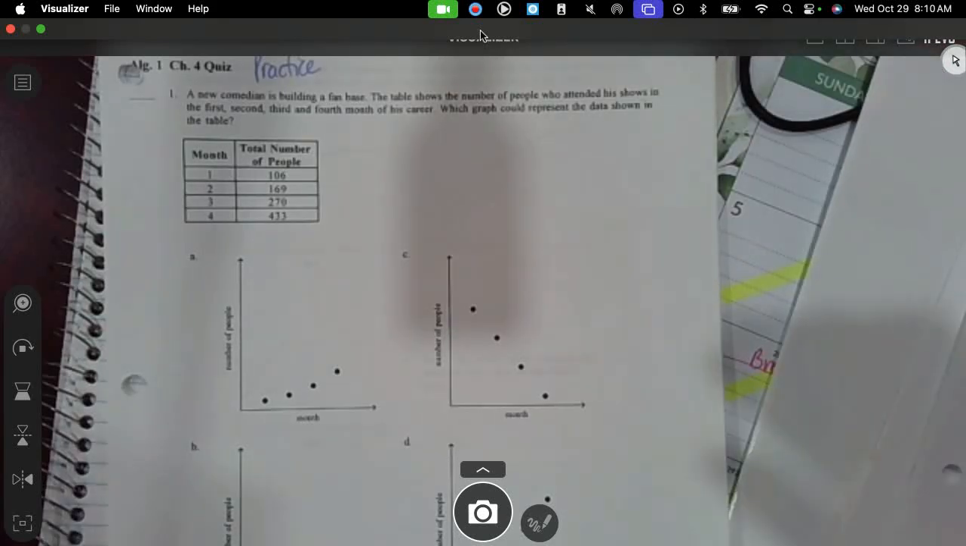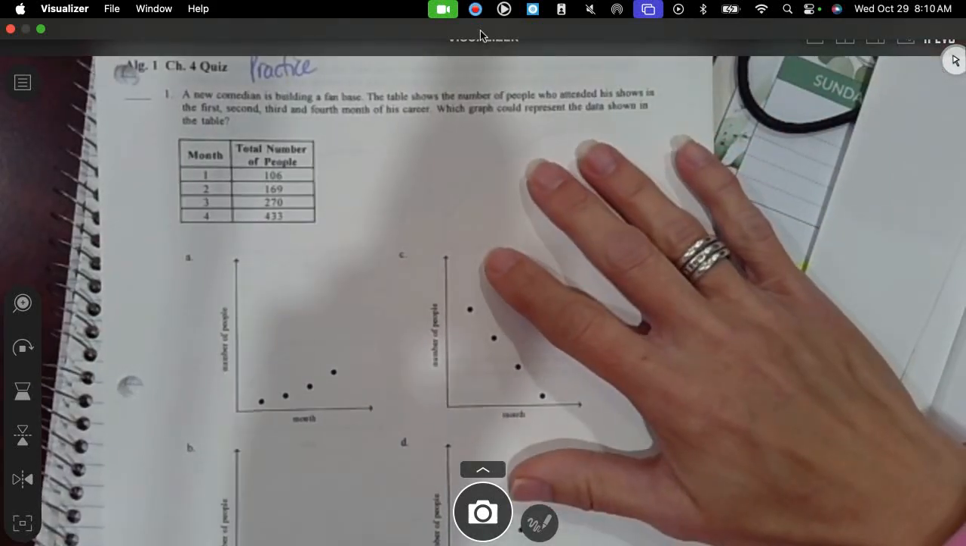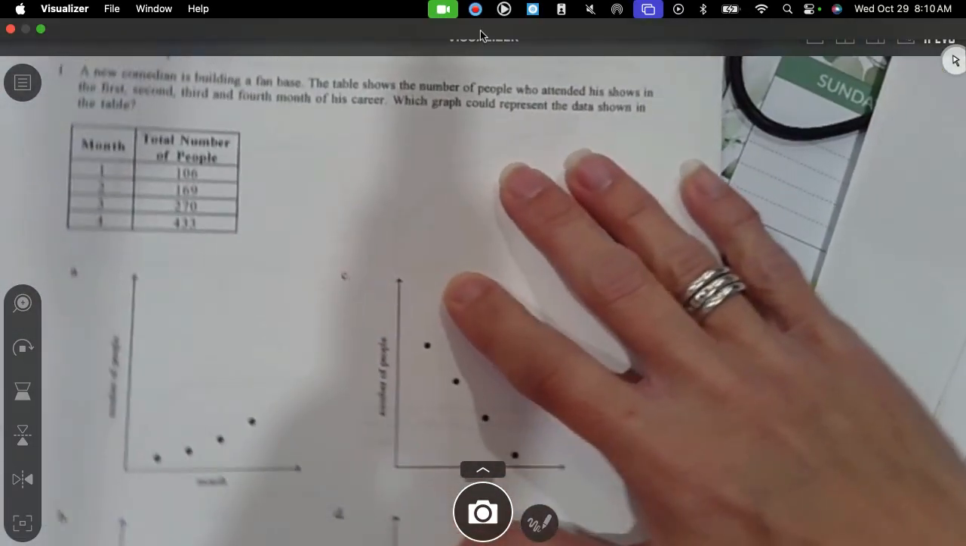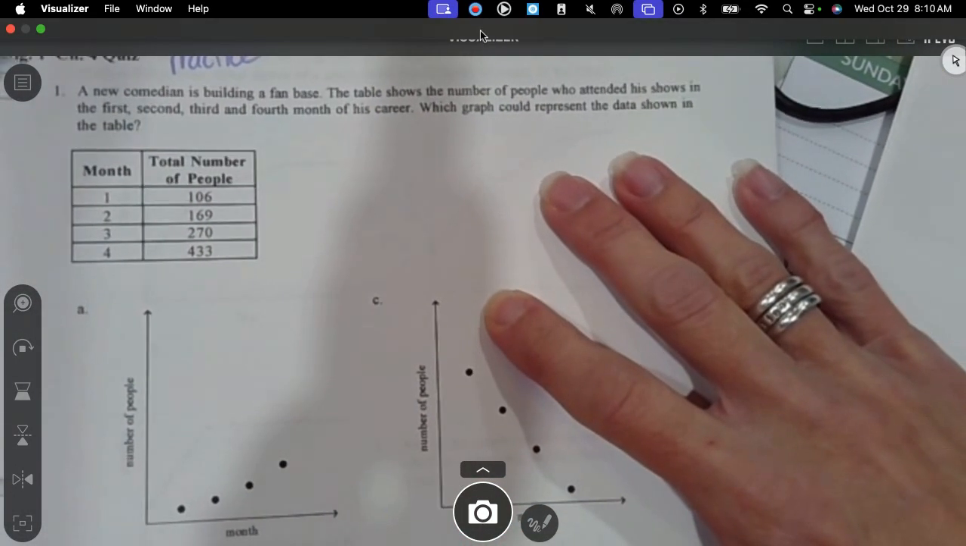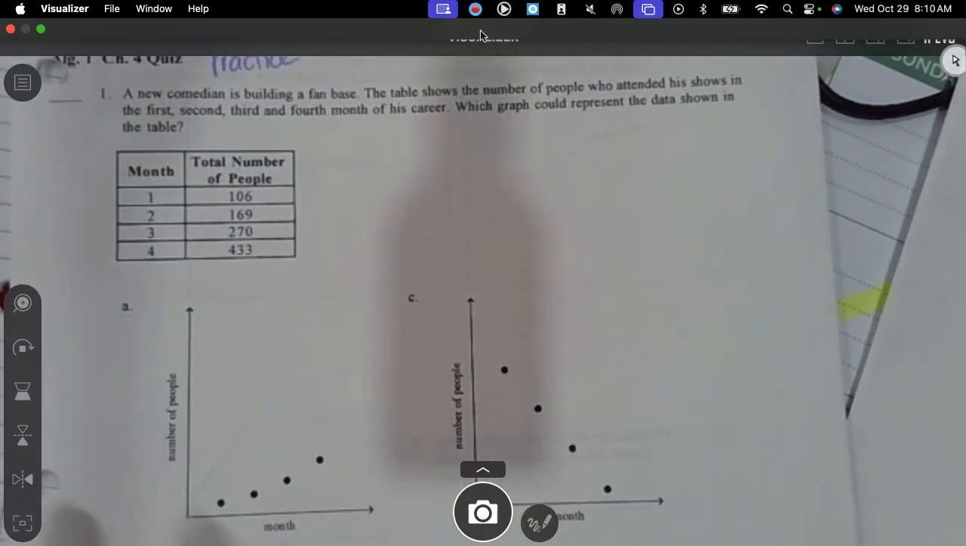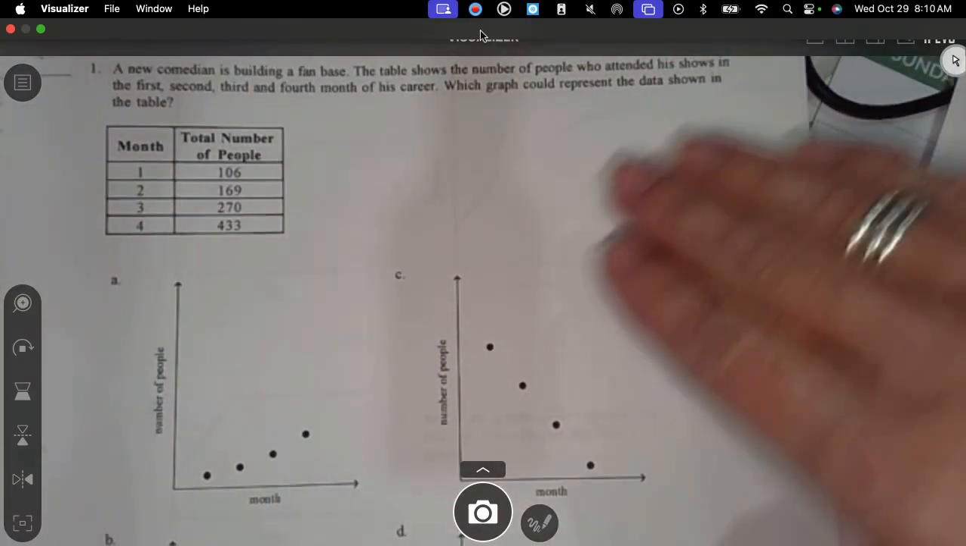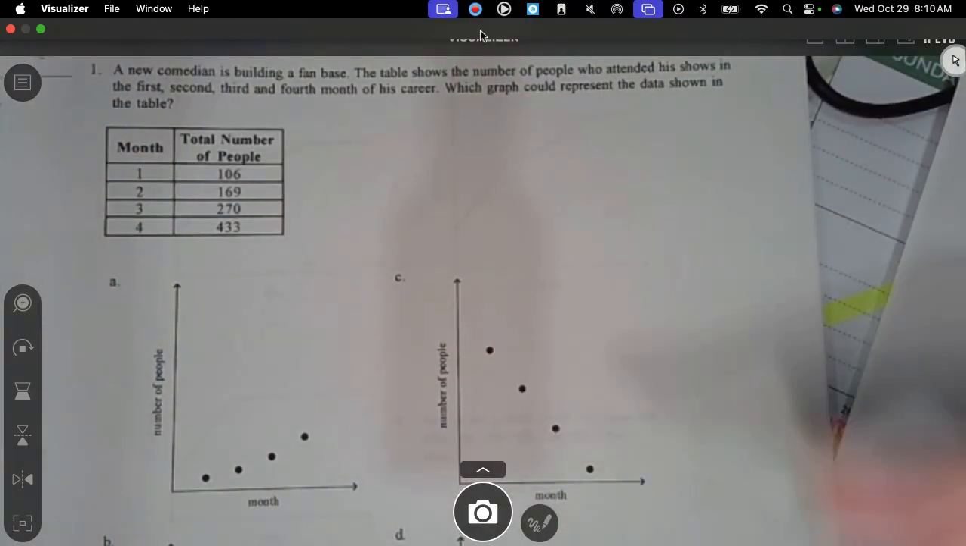Right, here we go. I hate to do this because it might mess it up, but I'm going to try it. Okay, it says that there's a comedian, he's building a fan base. So this table shows the number of people who attended his shows the first, second, third month of his career, and so on, fourth, whatever. Which graph represents the table?